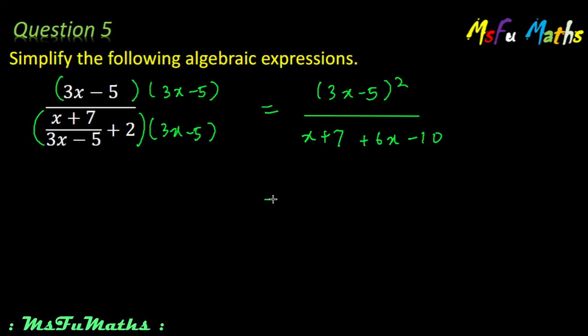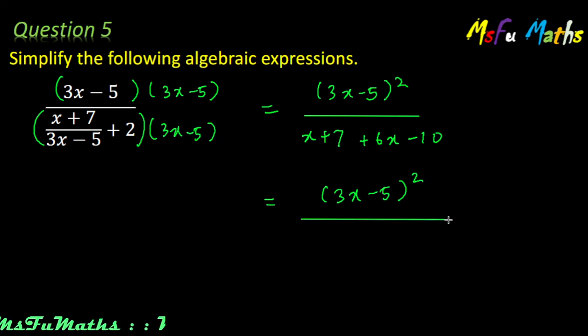Let's simplify further our denominator. For the top one, we just copy 3x minus 5 squared over, we have like terms here: x plus 6x, which is 7x, and then 7 minus 10 is negative 3, isn't it? Okay, so yeah, that's it. That's how you simplify these algebraic expressions when they involve complex fractions like this.